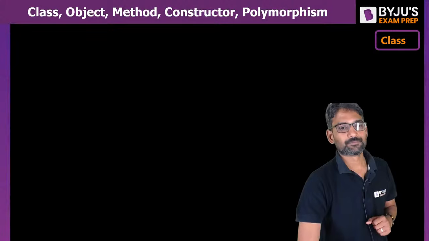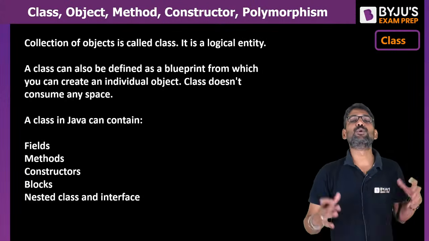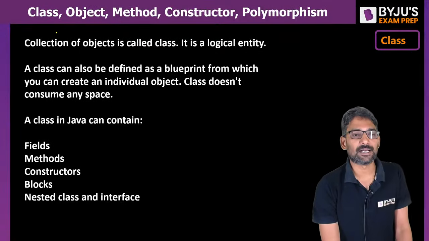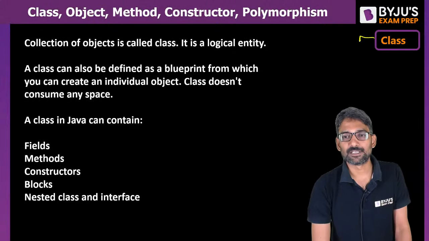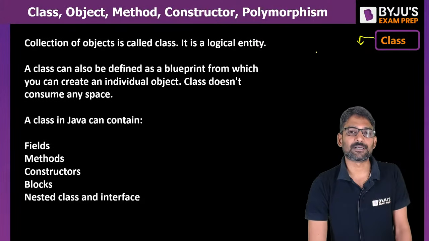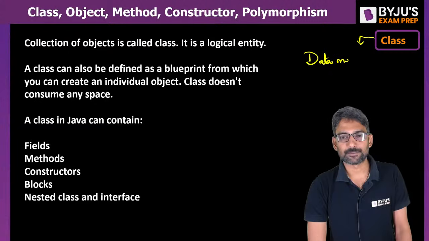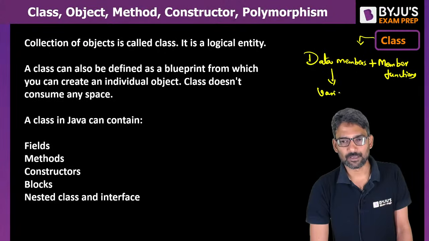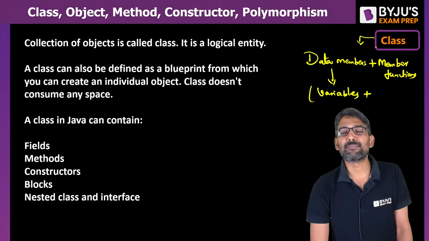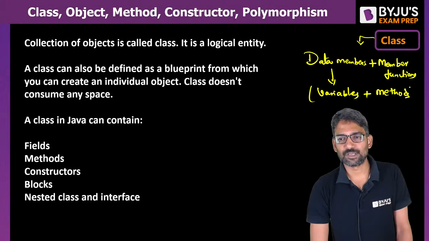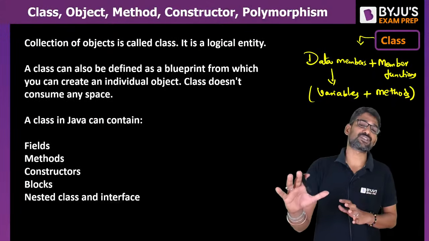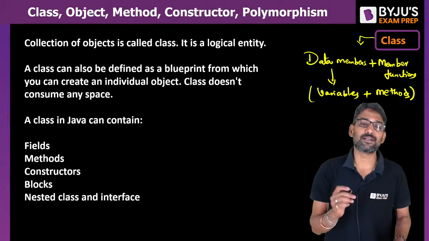Right. Now, what is a class? A class is like a blueprint, or a class is the collection of data members and member functions. What is the general definition of a class? It is the collection of data members and member functions. Data members simply means variables. Member functions means methods. So in the class, generally what we have? Variables and methods. It is similar to a structure, dear friends.